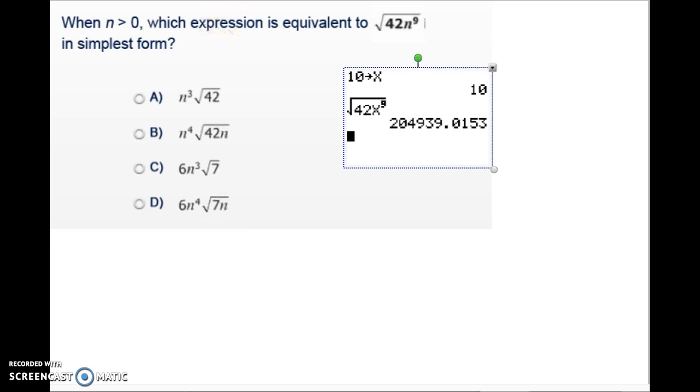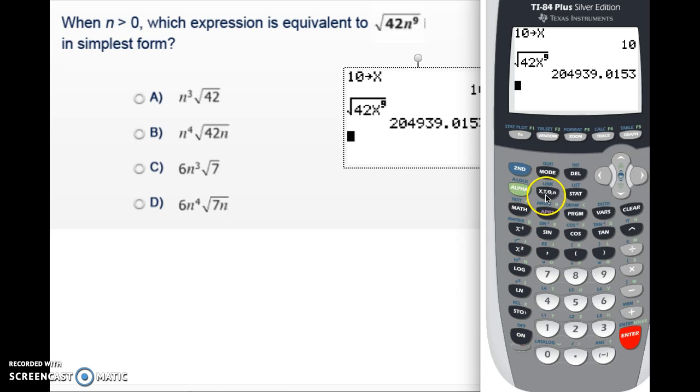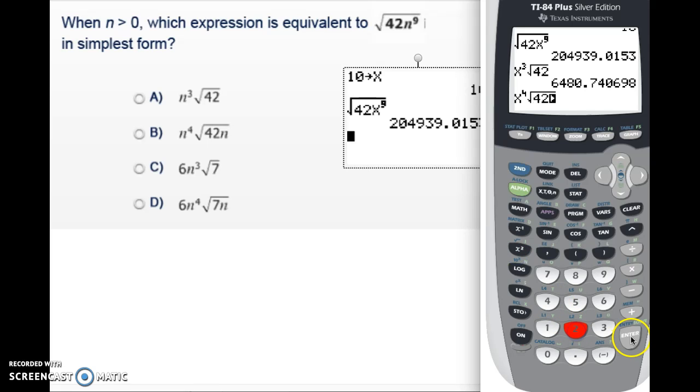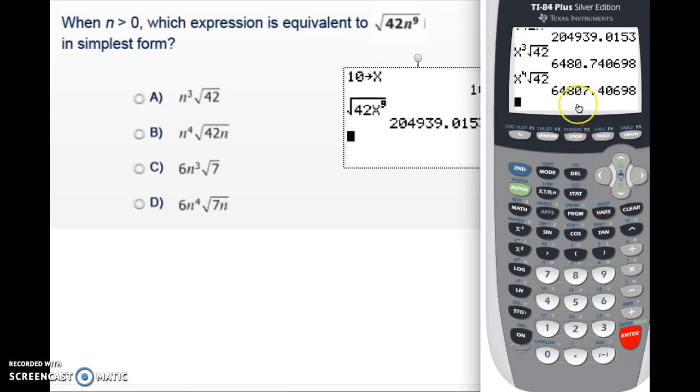All right. Now, when I go ahead and start typing them in, I'm going to have an x to the 3rd, and then I'm going to say square root of 42. Different number, that one is not right. So then I'm going to say x to the 4th, square root of 42. Oops. That did not work. X to the 4th, square root of 42.